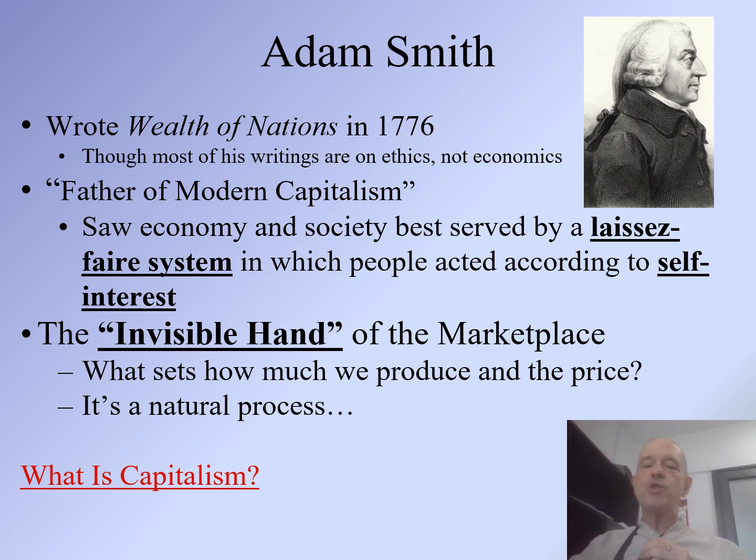I'm going to come back to the invisible hand, but the idea is, hey, how much should we produce of wheat, apples, in today's world, cars, and what should the price be? It's a natural process. There is an optimal place where the price and the amount produced will meet. We'll look at that in class, so you can leave that part blank on the notes.